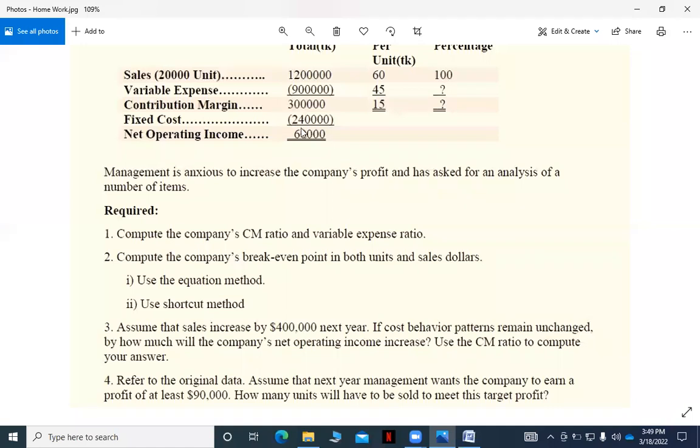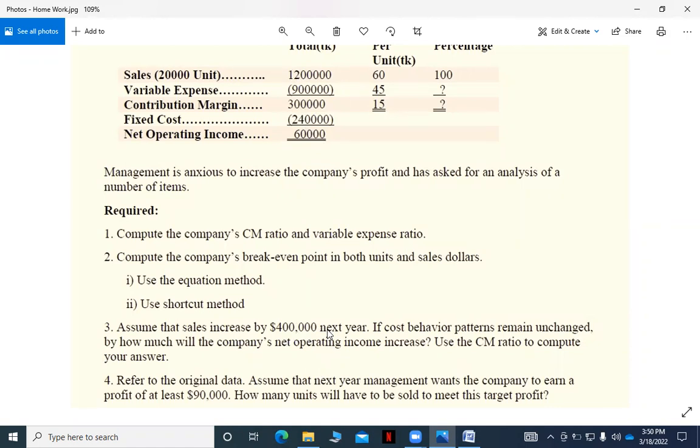So you're in a position where you have a net operating income of 60,000, like you sold 20,000 units and your sale value is 12 lakh and your variable expense is 9 lakh and your contribution margin is 3 lakh, fixed cost is 2,40,000. So your fixed cost is already deducted. After deduction, you got that net operating income is 60,000. Right now they say there is a sales increase of 4 lakh after the 60,000 point.